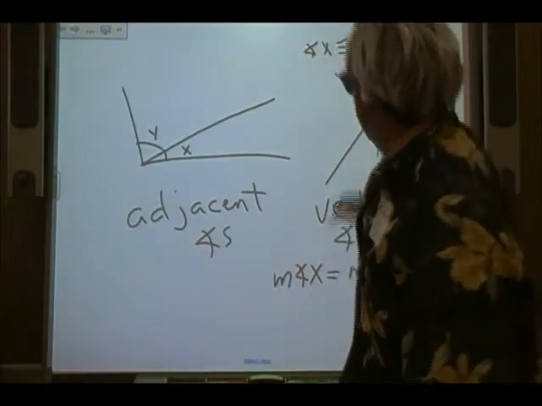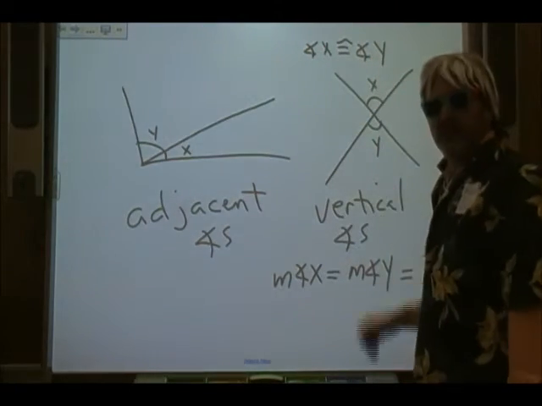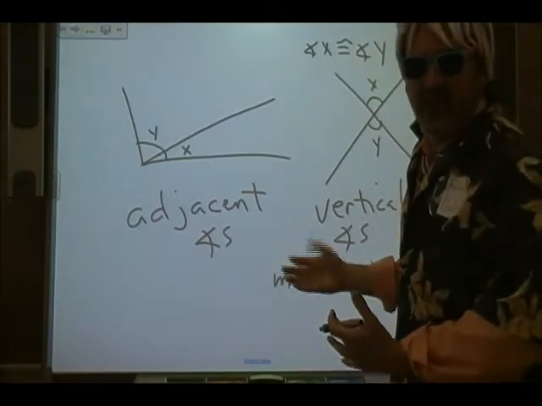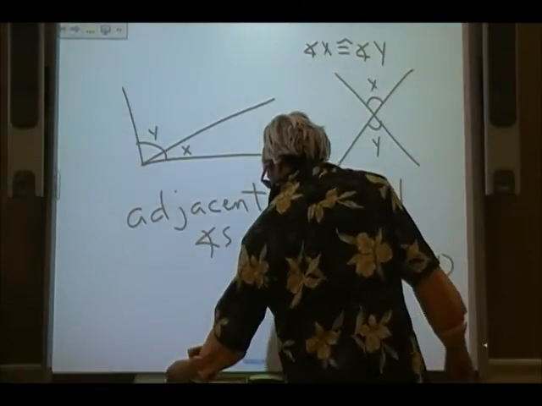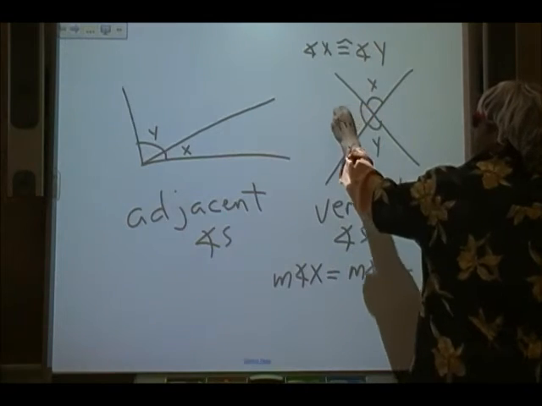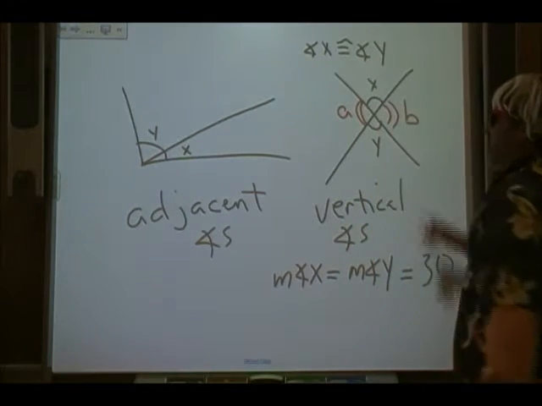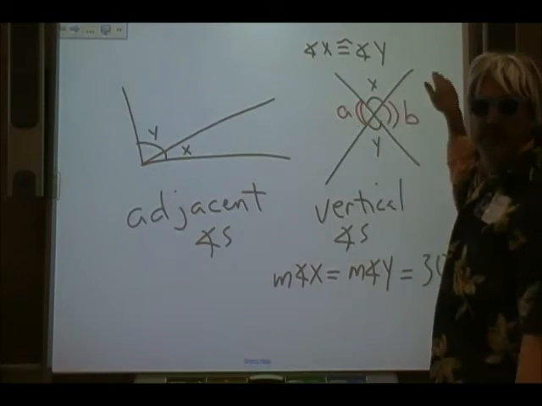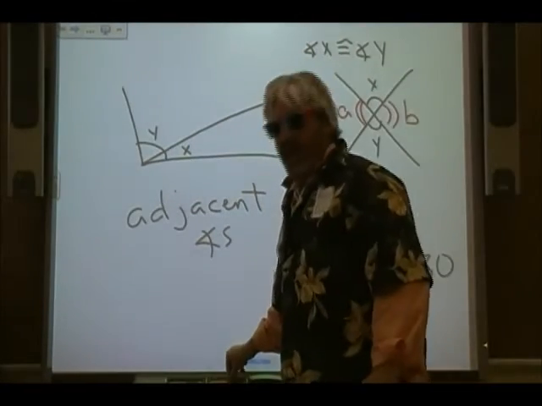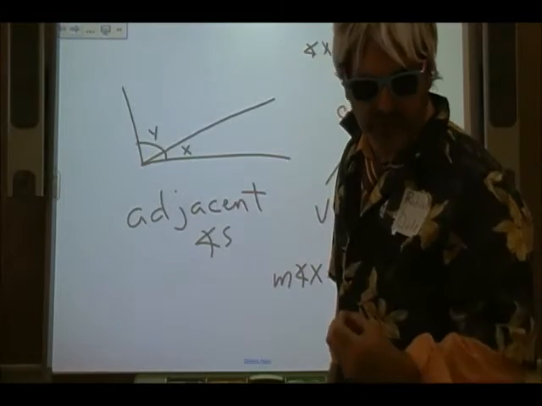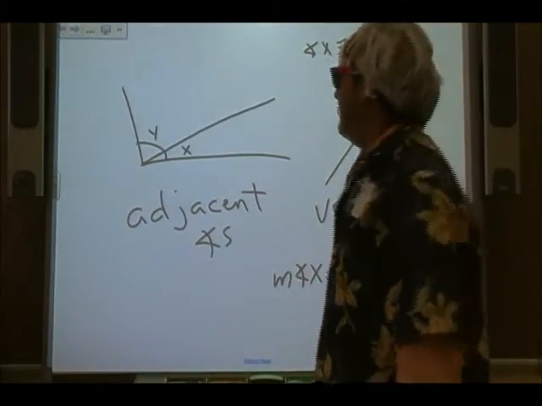And people get confused. They sometimes think vertical is only the up and down angles. Well, actually, you can use the side to side ones. So this angle here, if I call it A, is equal to this angle here, which I'll call B. So angle A equals angle B, and they're also considered vertical angles. All right?